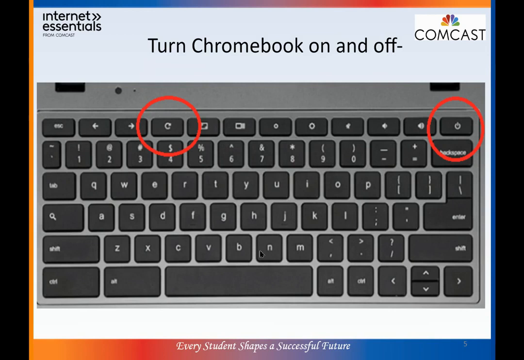In this slide, we will show you how to turn a Chromebook on and off. The button on the right, circled in red, is the power button. To turn on the Chromebook, push this button once. To turn a Chromebook off, you would simply need to push that button again. If your Chromebook becomes unresponsive, pushing the refresh button on the left, circled in red, and the power button simultaneously will restart the Chromebook.